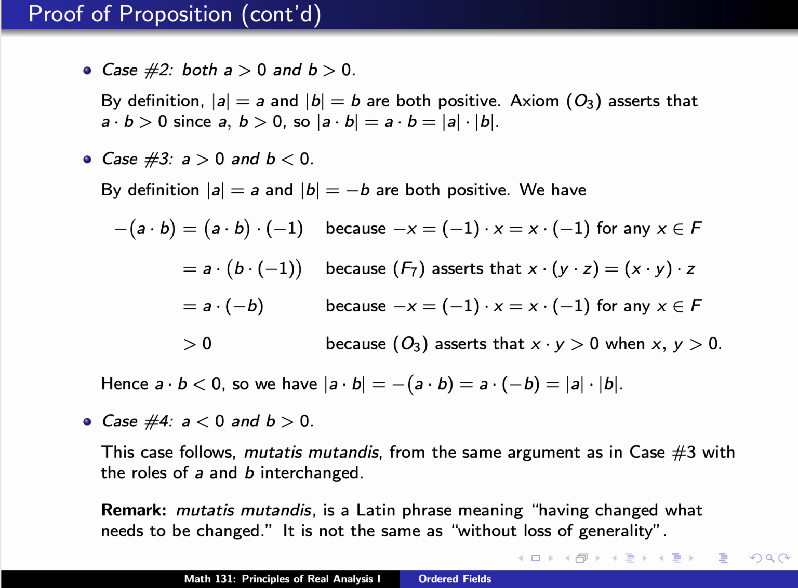For the fourth case, here we'll flip around to say, what if a is negative and b is positive? Well, case number 4 pretty much follows with the same argument as case number 3. Here, we would use the following phrase. This case follows mutatis mutandis from the same argument as in case number 3 with the roles of a and b interchanged. This Latin phrase, mutatis mutandis, means having changed what needs to be changed. It's not the same as "without loss of generality," but it's pretty much like saying by a similar argument.